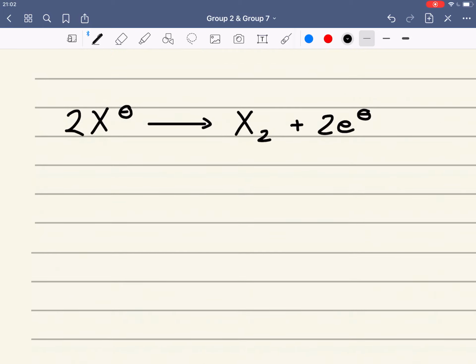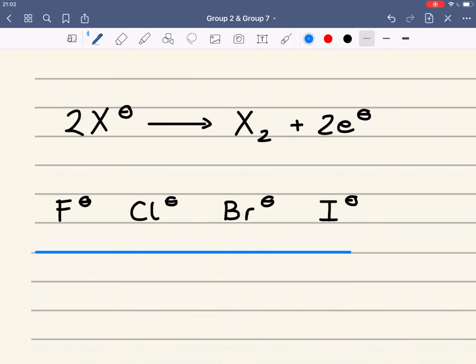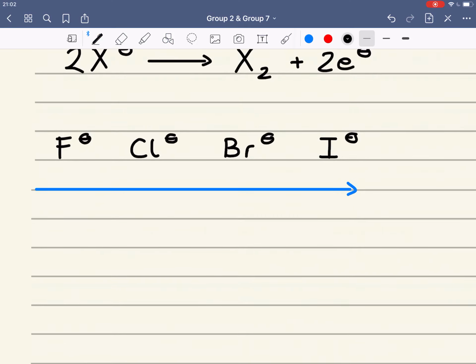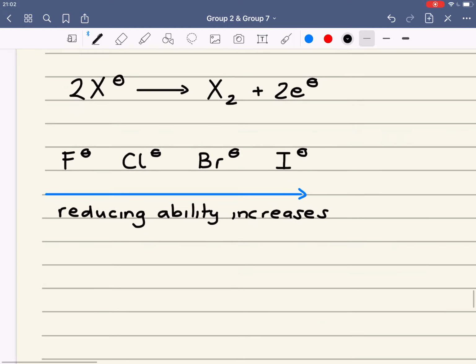So for these halide ions, we need to know about the trend in reducing ability as you go down group 7. If we go from fluoride ions to iodide ions, the reducing ability of these halide ions increases as you go down group 7. So the ability to act as a reducing agent, the reducing ability, increases. Put another way, it's easier for it to lose an electron.